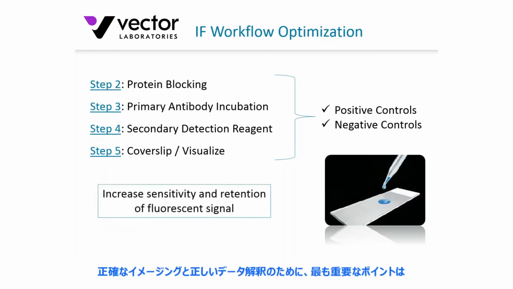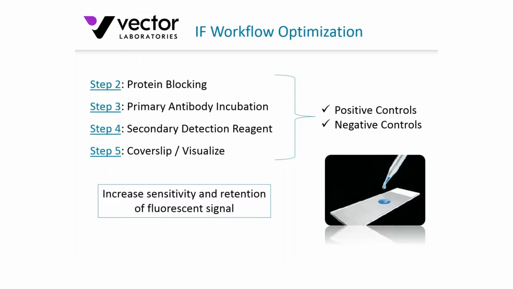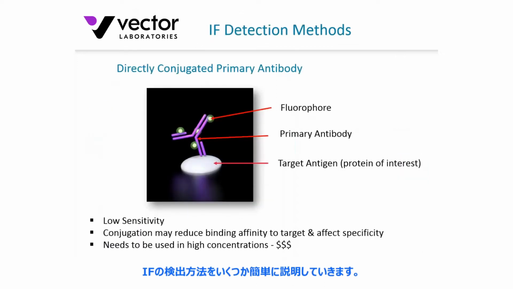So the detection methodology is certainly one of the largest parameters whereby you can increase the sensitivity of the signal and retain that fluorescent signal to maximize it, so you can then interpret the data and image it successfully. So this gives a segue now into looking at some of the actual detection methods. And I'll go through these relatively quickly. But for those new to the field, it might give you some insight into what is available.